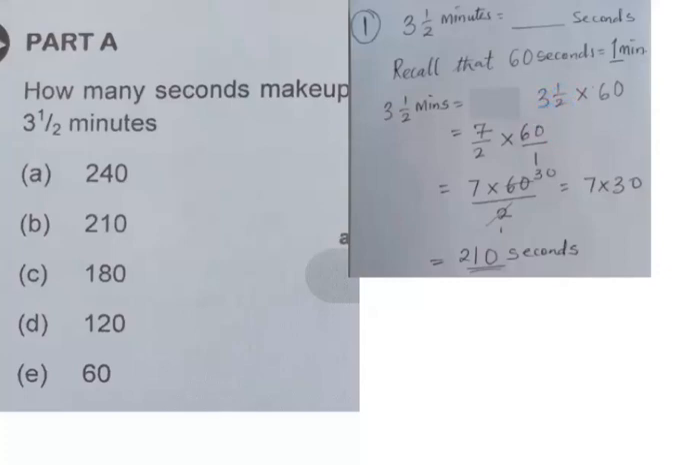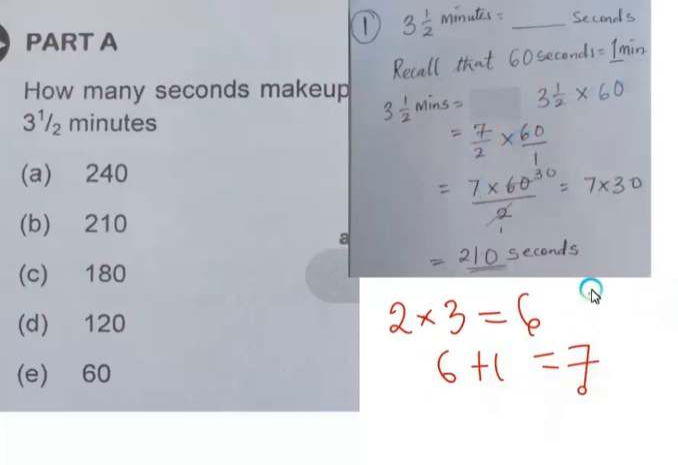So we first change this 3.5 to an improper fraction. By multiplying 2 times 3, we have 6. And then we add 1, so 6 plus 1 gives us 7. So that we now end up having 7 all over 2, right? The denominator here is 2, so 7 all over 2, multiplied by your 60 all over 1.